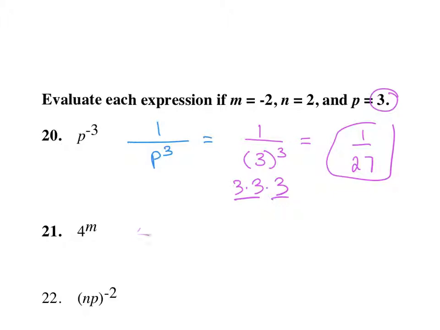Number 21, 4 to the power of m. Well, m is negative 2. That's really 1 over 4 to the positive 2, which gives you 1 over 16.